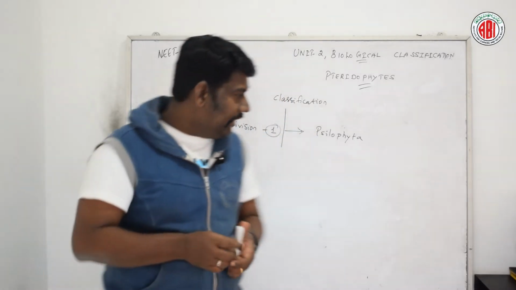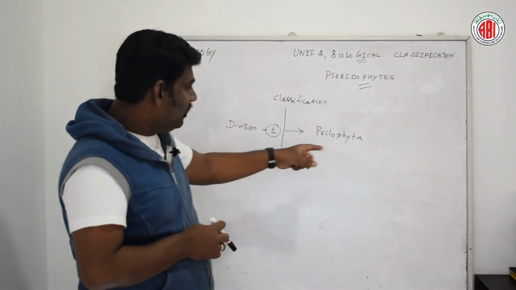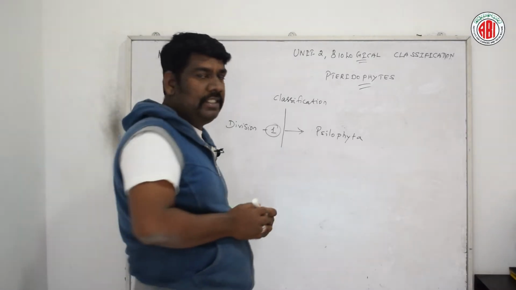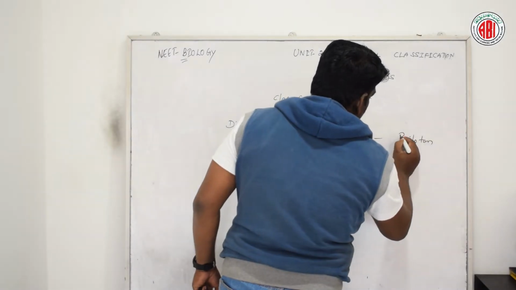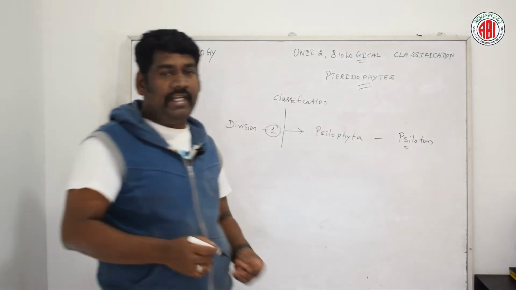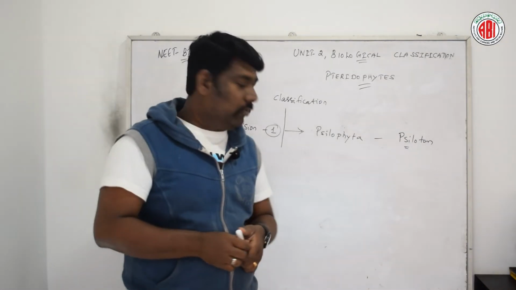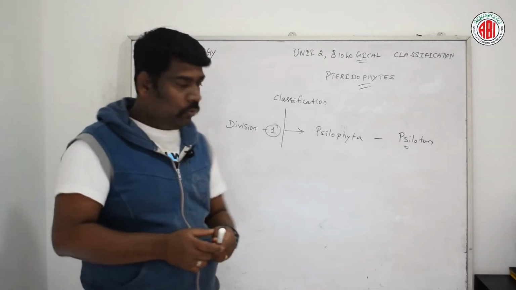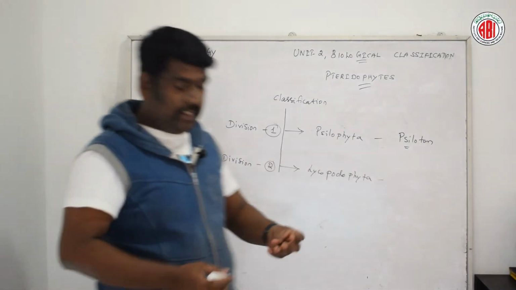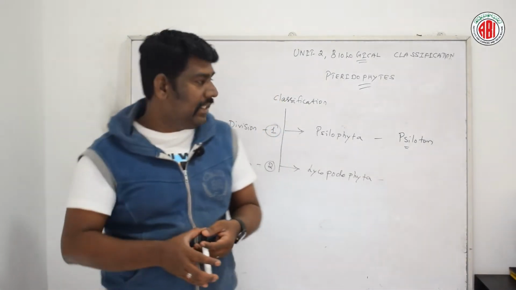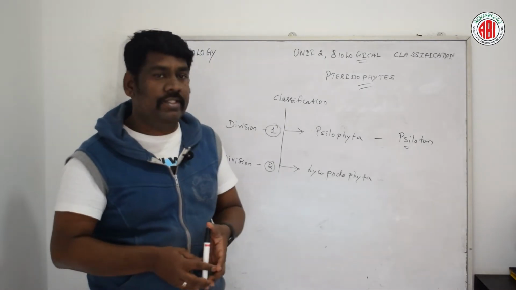Under this particular division, Psilophyta, the best example is Psilotum. It is one of the best examples when we are talking about this division. Now let us talk about division 2, the second division under the category of Pteridophytes.